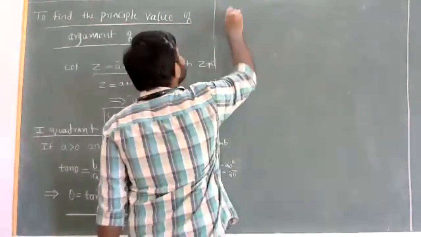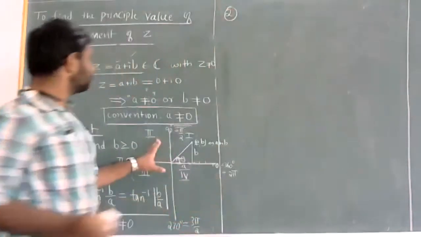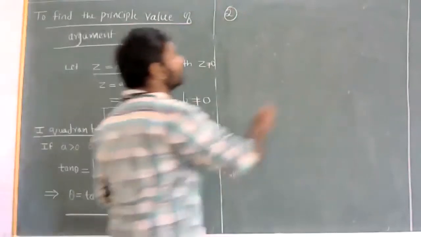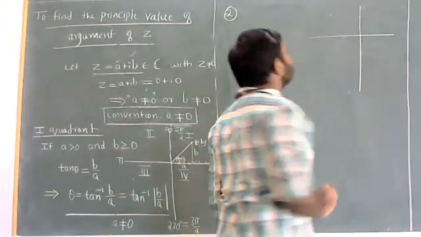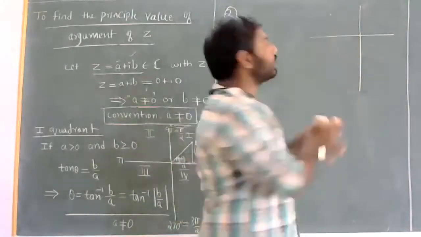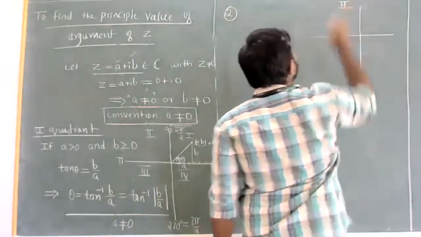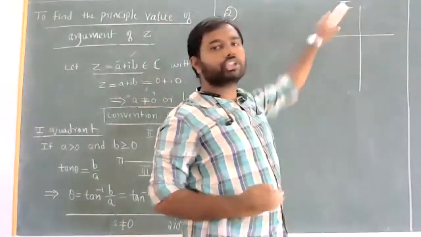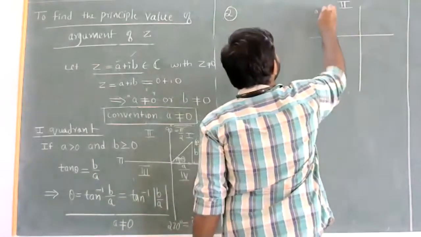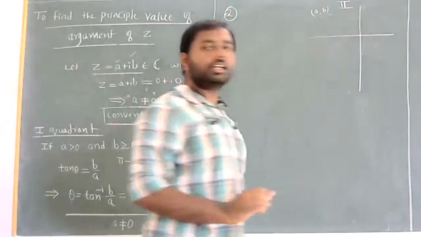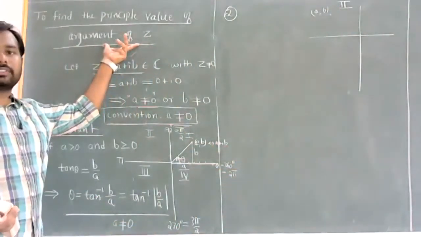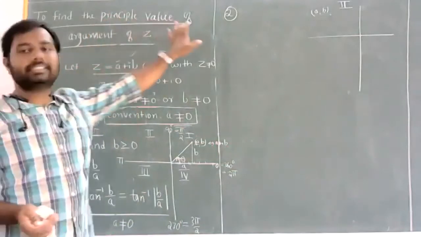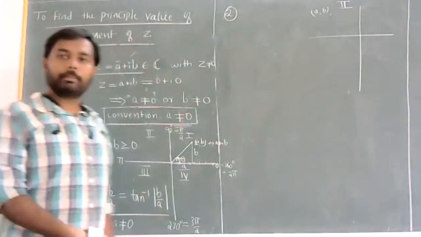Now the second case is if the complex number lies in the second quadrant. This is the second quadrant, and suppose this is the position of the complex number. Right? Now, first of all, I need the argument of Z. Then I need the principal value. Right? What is the argument of Z?